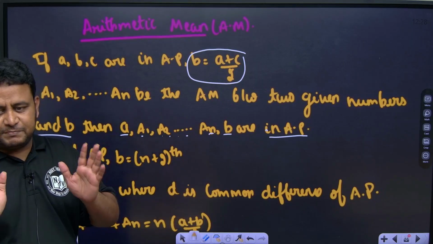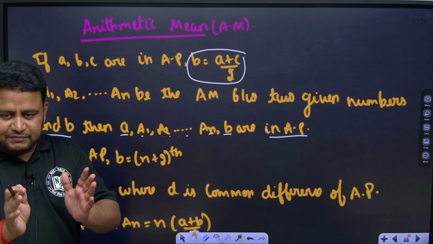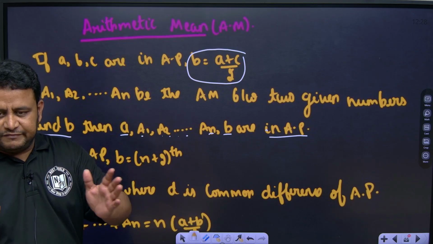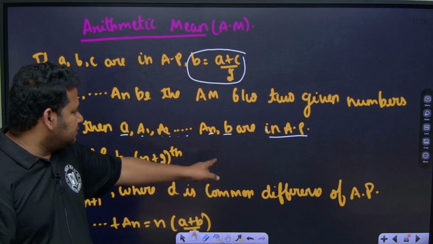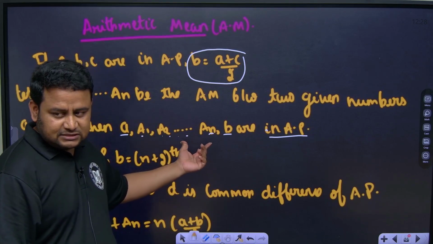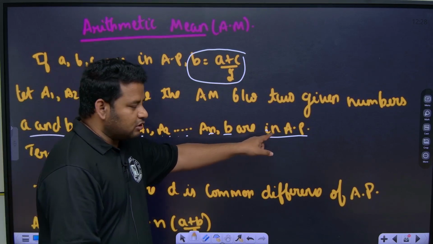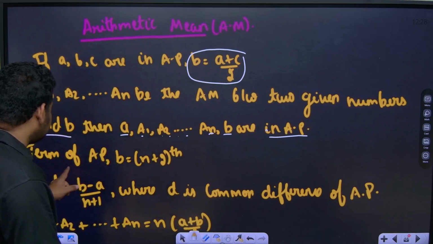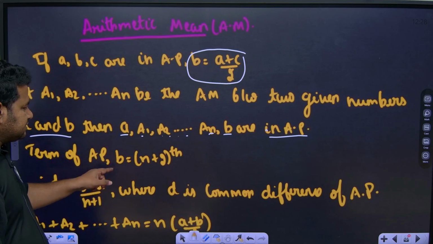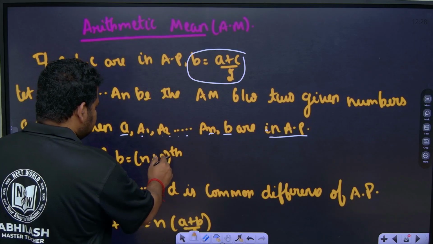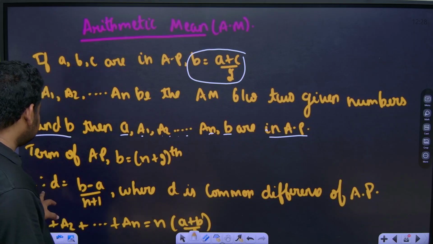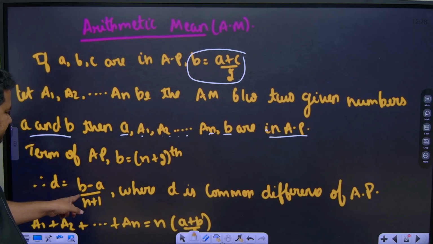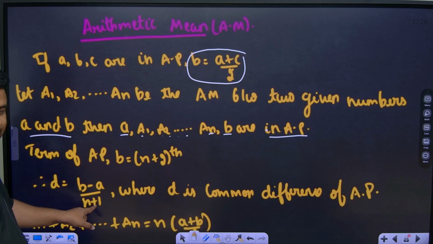So if you place n arithmetic means between A and B, which are the arithmetic means ranging from A1 to An, then they are also in AP. B is the (n+2)th term of the AP, you will understand this. So the common difference is B minus A divided by n plus 1.